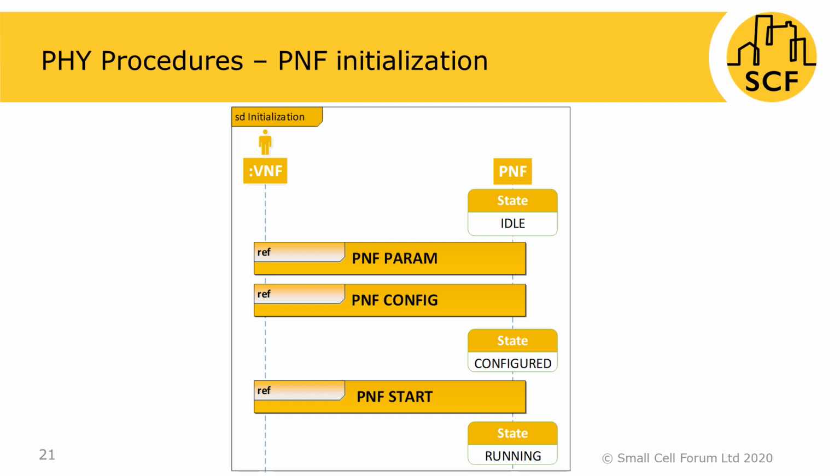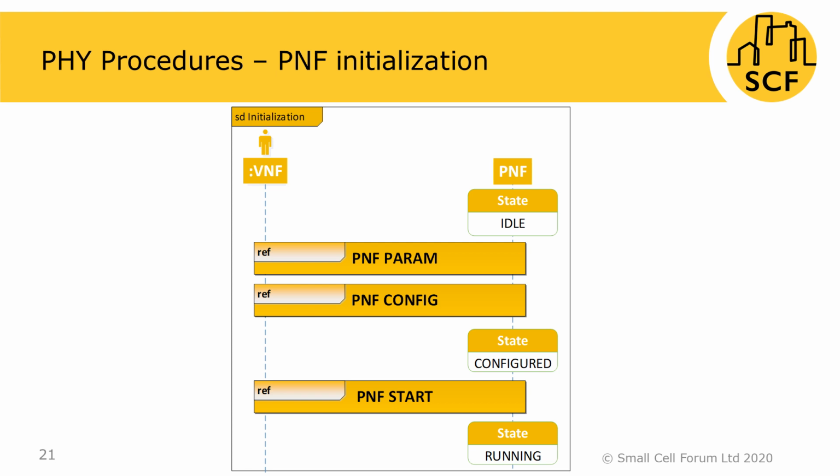For the PNF initialization, that one runs deep in the VNF, which serves the role in this particular case of the DU, and the PNF, which serves the role of the RU. VNF stands for virtual network function, PNF stands for physical network function. The first procedure is the PNF param procedure, then followed by the PNF config procedure to bring the PNF from idle to configured state, and finally the PNF start procedure to bring the PNF from configured to running state.